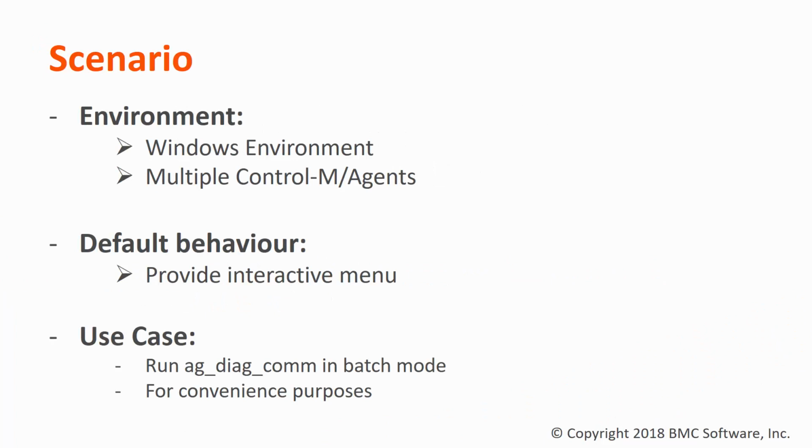First of all, let's see under what scenario you want to run AD.com against a specific control agent directly. As you know, in Windows environment, multiple control agents can be installed. When we run the AD.com from command line, it will provide the interactive menu for us to select which agent AD.com should check. Sometimes, users need to run AD.com in batch mode, so an interactive menu should be avoided. Another common use case is users know which agent they want to check and prefer running AD.com with this specific agent directly for convenient purposes.